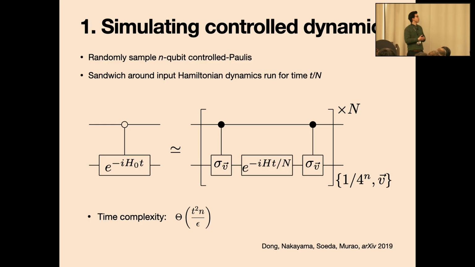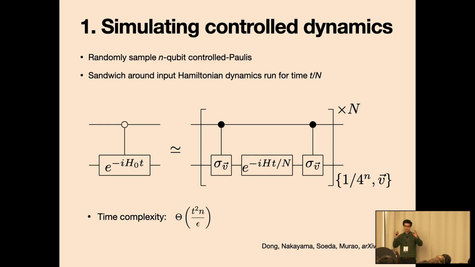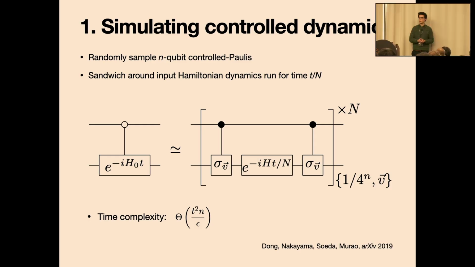Here, what we do is simulate control dynamics by randomly sampling some n-qubit Paulis. We sample the same one and run it twice, and in the middle we sandwich those n-qubit control Paulis around the input Hamiltonian dynamics, run for a short time t over n. We do the whole thing n times, and the output, you can show, is equal to the controlled version of the Hamiltonian h0, which is the traceless part of h. This runs with time complexity t squared n over epsilon.